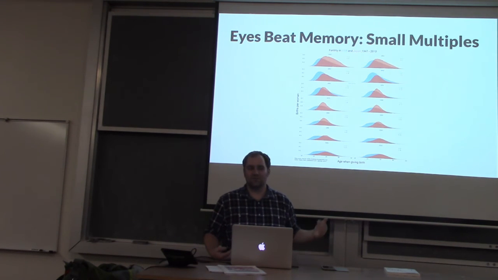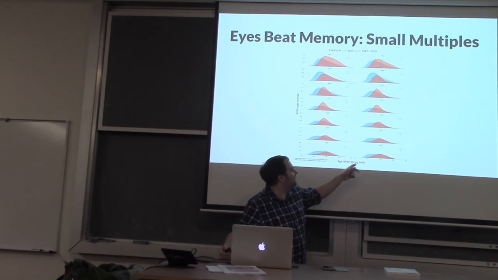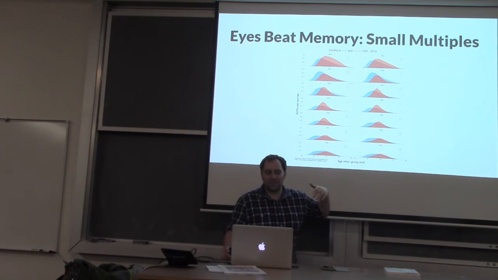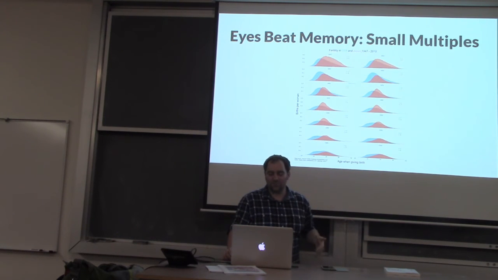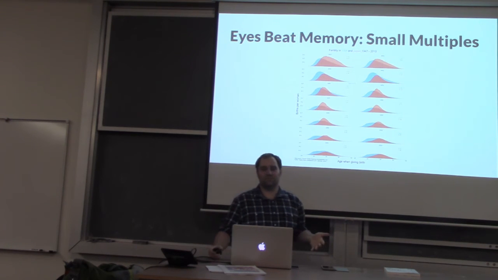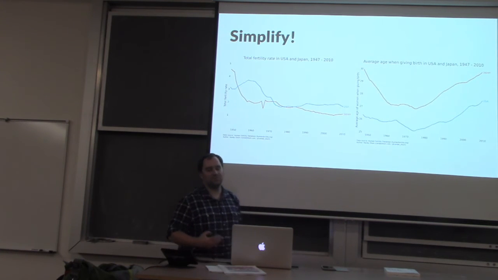But you could also think about how can I represent this data in a different way. So what you have to do here is to, for example, understand how many children the average woman has. You really have to mentally integrate under the curve, which is not easy, and compare the size of these shapes. So what we could do instead is simplify those charts.